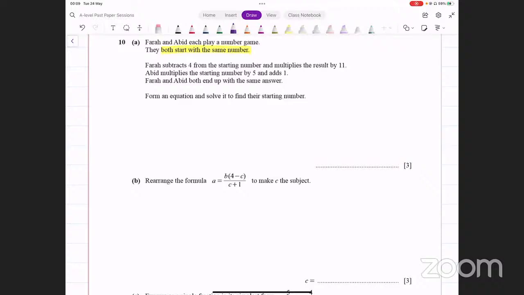Farah subtracts 4 from the starting number and multiplies the result by 11. Abid multiplies the starting number by 5 and adds 1. They both end up with the same answer. Form an equation and solve it to find their starting number.